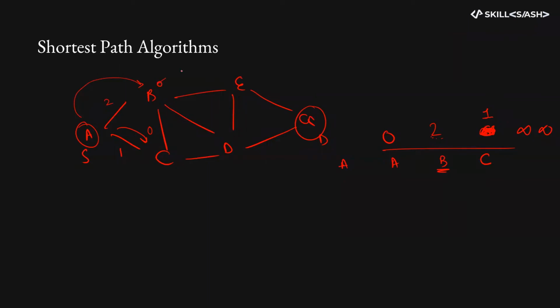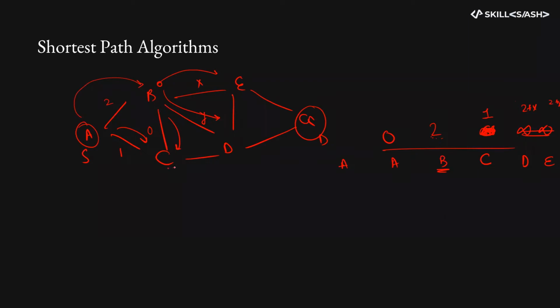Now what I'll do is, from B, I'll go to all the nodes which can be reachable. So from B, the nodes reachable are D and E. Let's say D's weight is X, E's weight is Y. So wherever D and E are, I'll update that B's weight 2 plus D's weight is 2 plus X, and E's weight is 2 plus Y. It's lesser than infinite, so I'll update it.